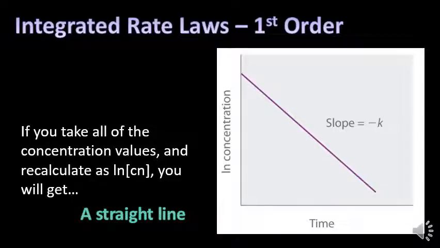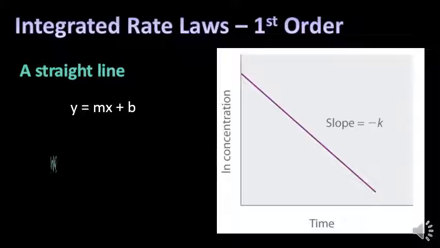If I take all of the original data values for y, so if y is equal to concentration, I get that nice curvy line I can't get a nice slope out of. But if I take the natural log of these concentrations versus time, booyah, I get a straight line. Why is that? It follows that rule for a first order reaction. Pretty cool, huh?